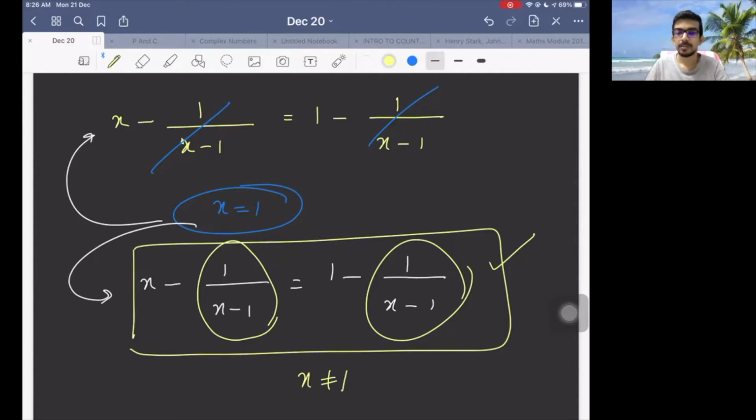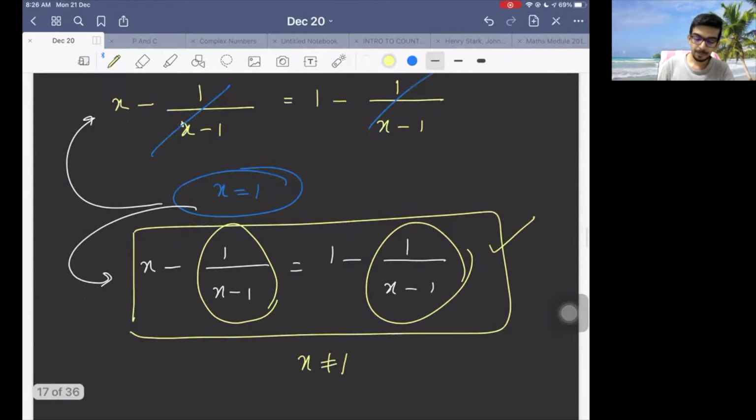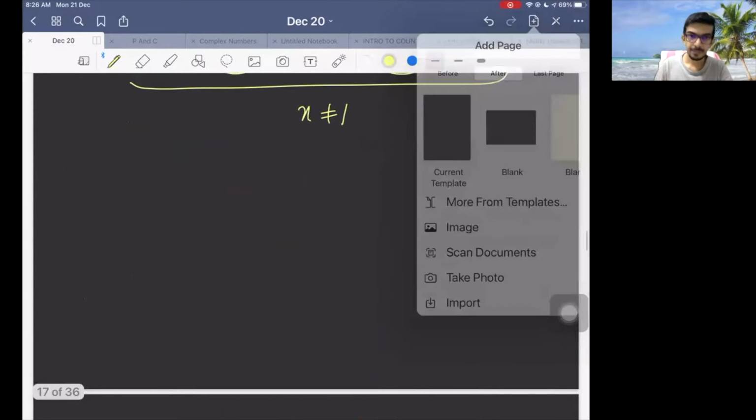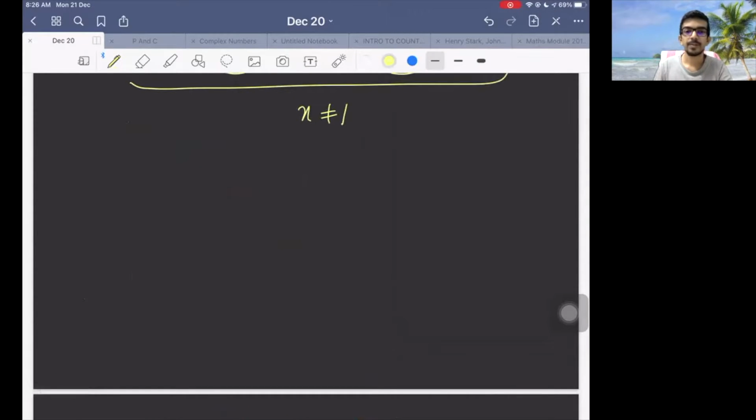Okay. Let's see some examples. I'll just share the next problem sheet with you. I'll share this immediately after the class as well.